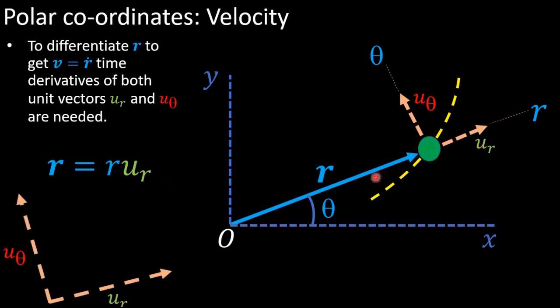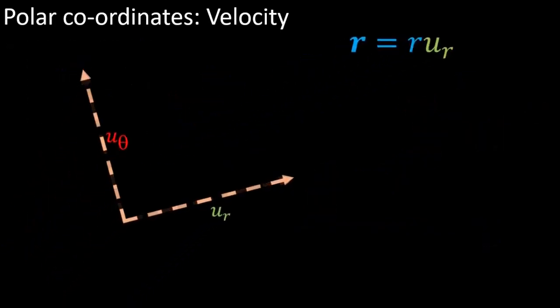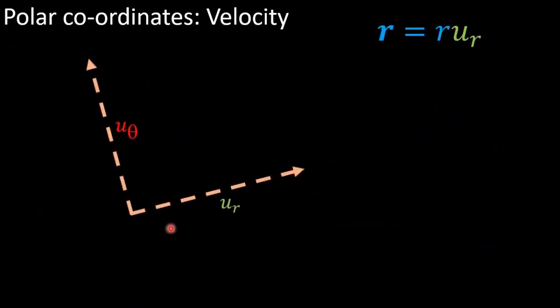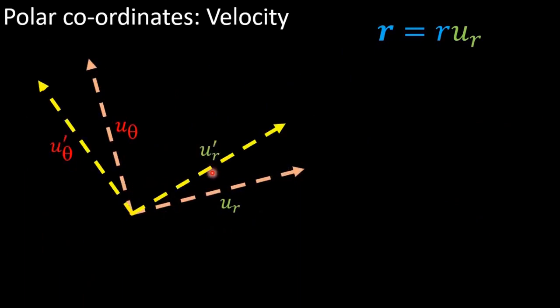Okay, so if we take these two unit vectors and put them over here, so we've just zoomed in on these two unit vectors and put them there. Okay, so this is the unit vector u sub theta, and that is the unit vector u sub r. So when the particle is moving in the radial and transverse directions, the unit vectors would have rotated through an angle of d theta.